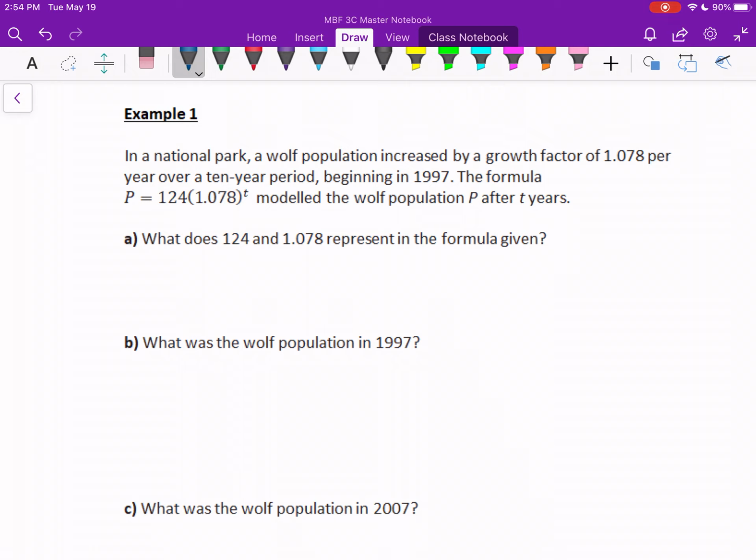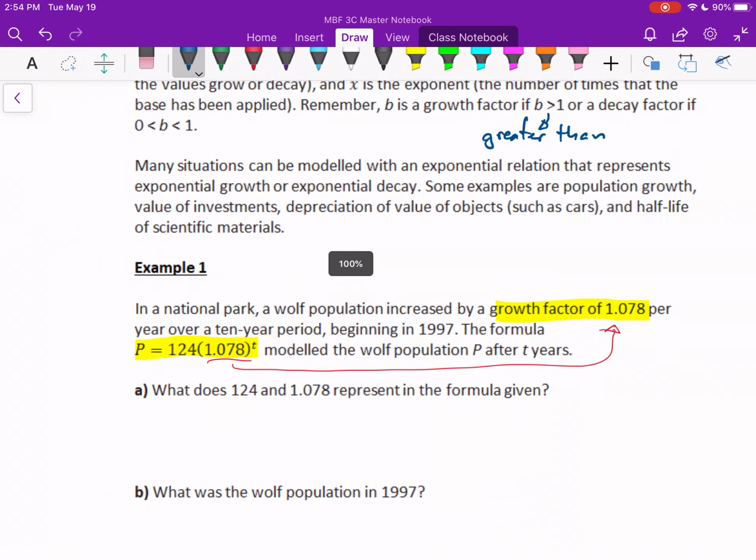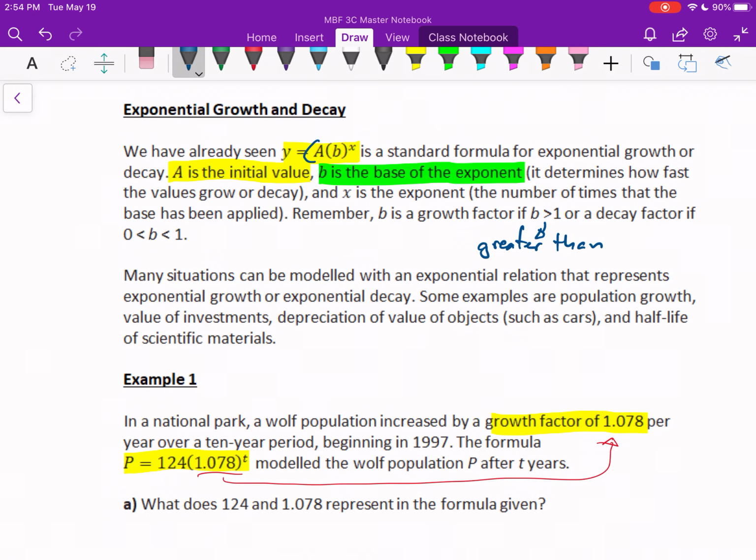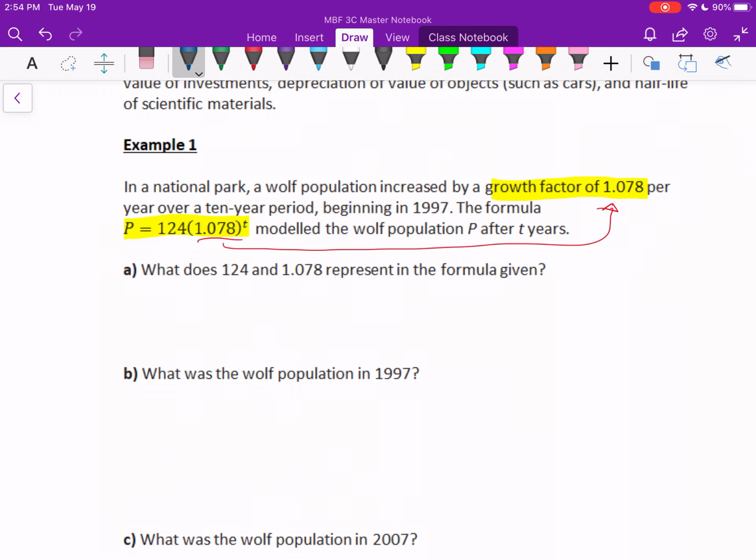Example 1. In a national park, a wolf population increased by a growth factor of 1.078 per year over a 10-year period beginning in 1997. So the formula here modeled the wolf population. So P for population equals 124 times 1.078, which we've already seen, right? That's the growth factor, to the exponent t, where t is the number of years that have gone by. What does the 124 and the 1.078 represent in this formula? So this is in the A spot. And by the A spot, I mean up here, A, right? That's actually our initial value.